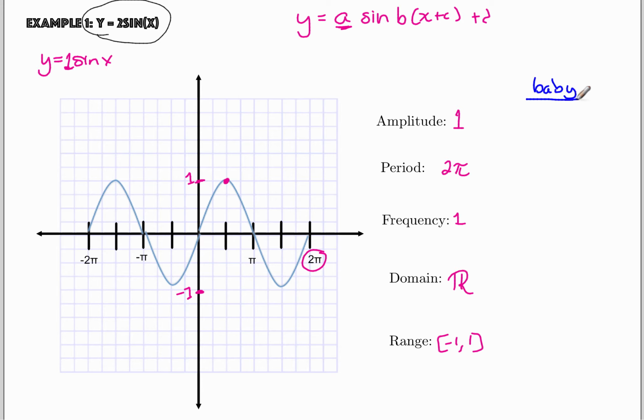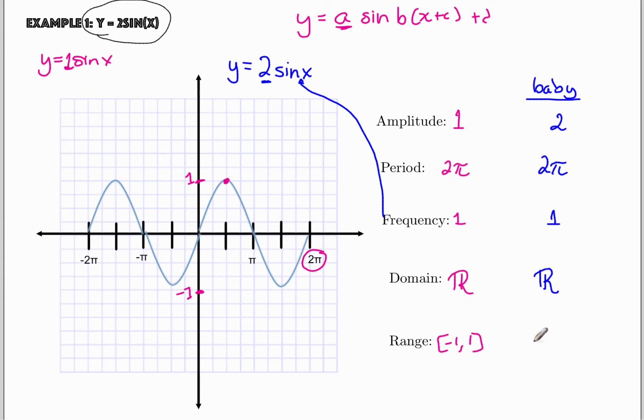We're going to do baby in blue. Baby is y equals 2 sine x. Well, the amplitude is 2. Its period, well, that's how many you see in 2 pi. So I'm going to look at its frequency first. Its frequency should be right there. What's that number that we see there? 1. Oh, that's telling me there's 1 sine wave in 360 or 2 pi. Oh, so that means its period is also 2 pi.